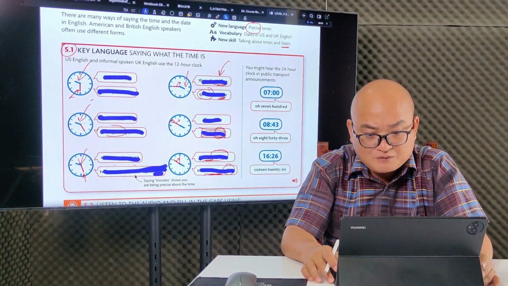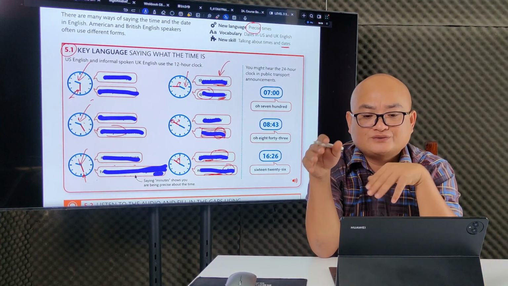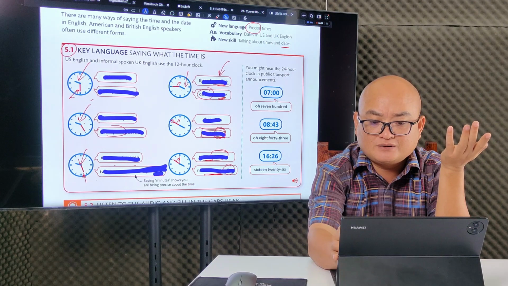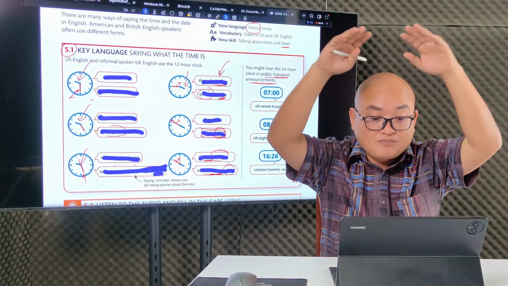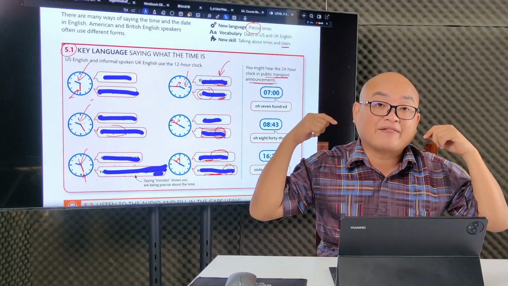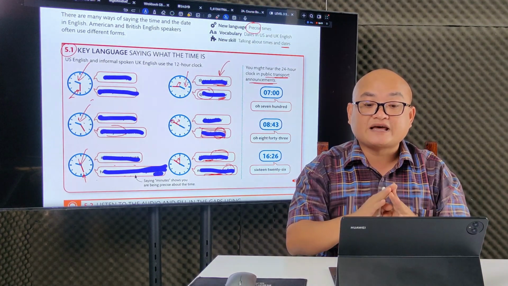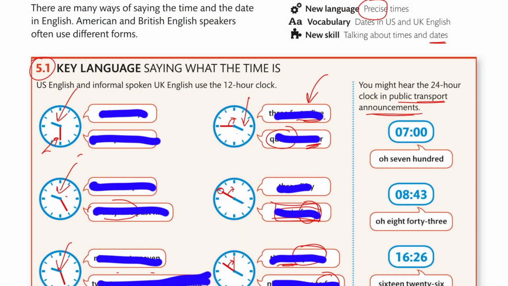But sometimes when you go to a public transport building, you might hear the public transport announcement. They're going to say the time of the day out loud to you in the 24-hour clock, from 0 to 12, and then 13, 14, 15, until it reaches 24. When they announce the time, they announce it two digits at a time.